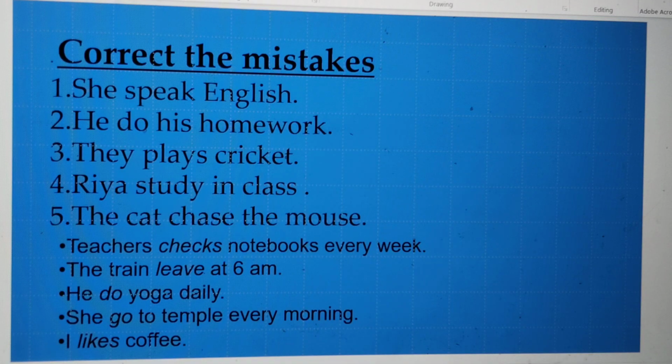Teachers checks notebooks every week? No. Teachers check notebooks every week. The train leave at 6 a.m. It should be the train leaves at 6 a.m. He do yoga daily? No, he does yoga daily. She go to temple every morning? She goes to temple every morning would be the right one. I likes coffee? That's wrong. I like coffee. With I, we always use the word like.